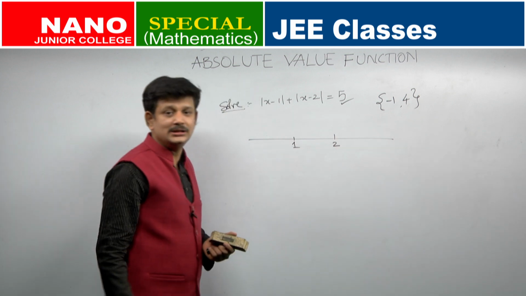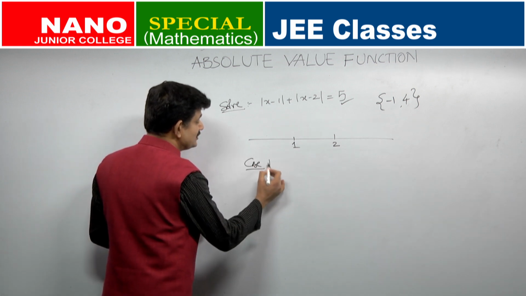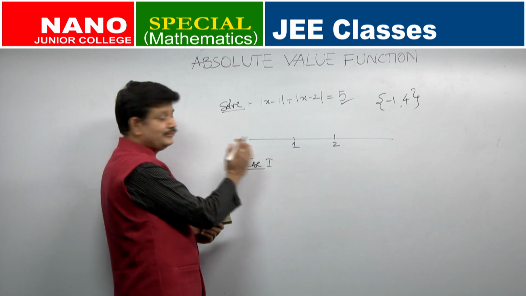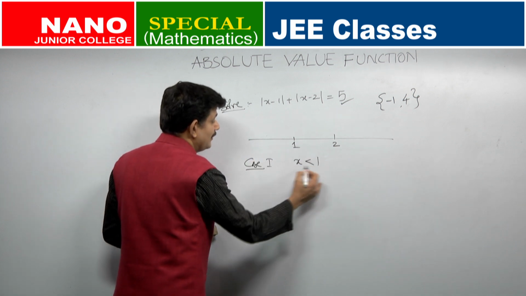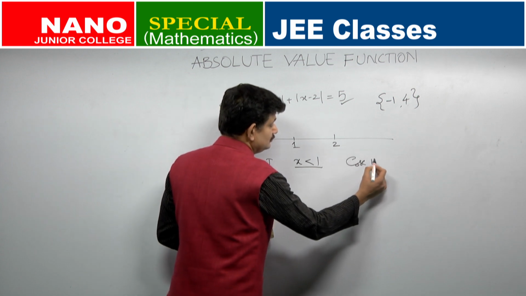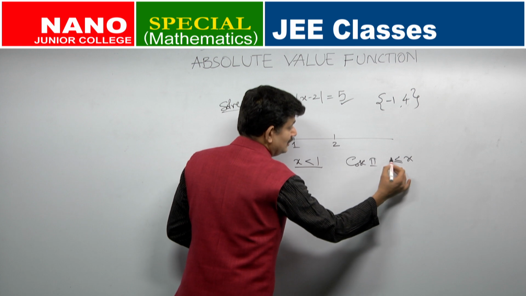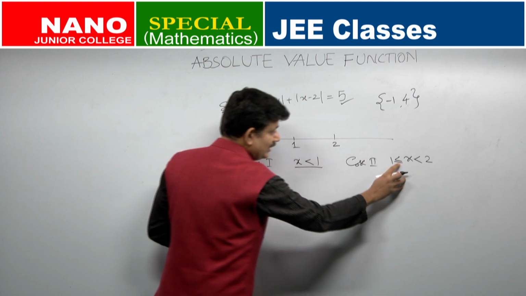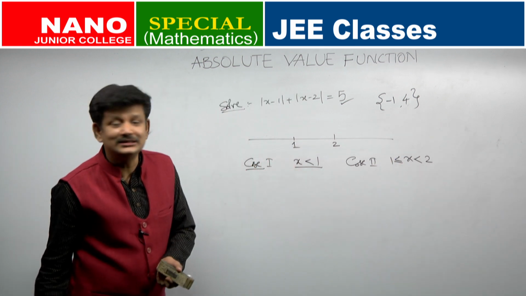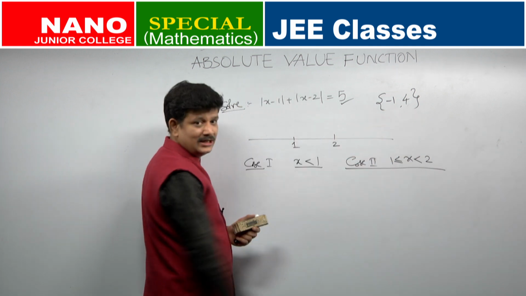So, effectively I have cut the number line at 2 places, but this has separated the number line into 3 parts. So, how many cases do I have now? 3 cases. What is the first case? Numbers to the left of 1, x less than 1. What is your second case? x lying between 1 and 2, x greater than or equal to 1, less than 2. Equality I am always putting with the greater than symbol. And what is the third case? x is greater than 2.